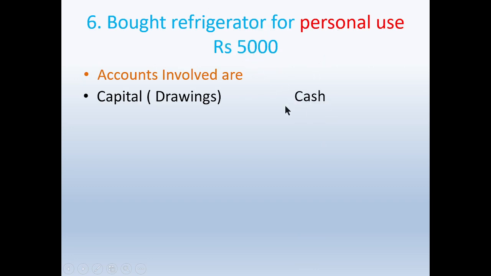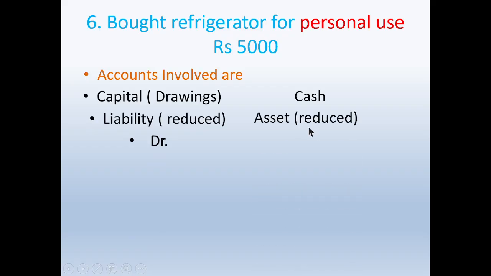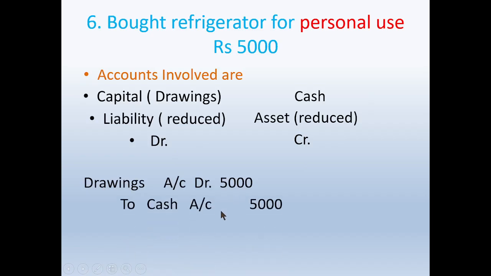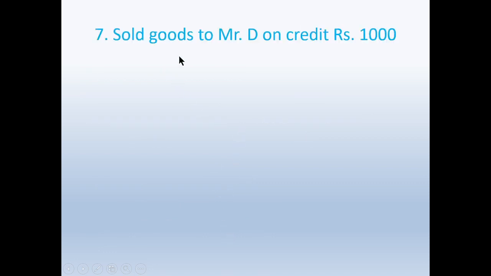So the accounts involved are capital, drawings and cash. Capital account is a liability, but what happened? It reduced. So we have to debit it. Cash account is an asset, it also reduced, so we have to credit it. How to write the journal entry? Drawings account debit to cash account. Narration is being drawings made, not purchase. Next, sold goods to Mr.